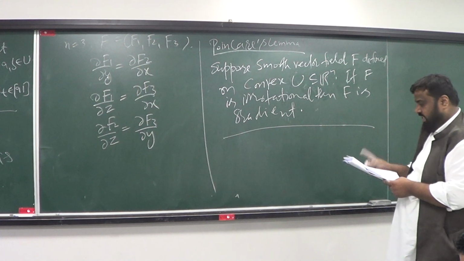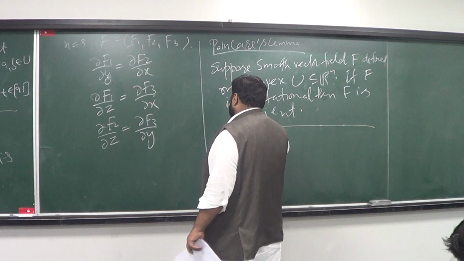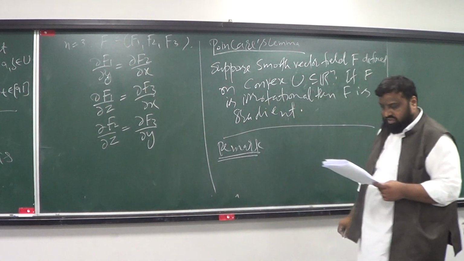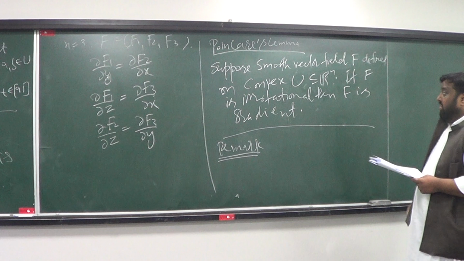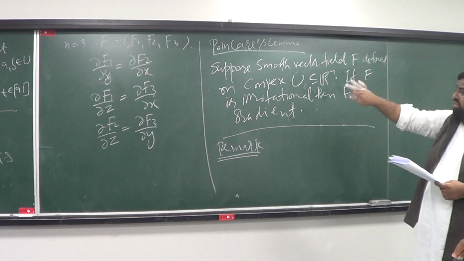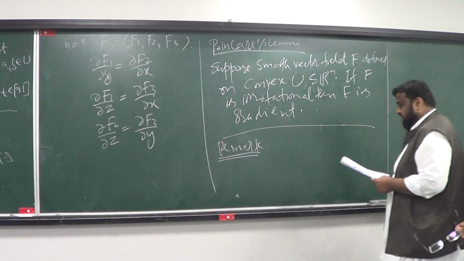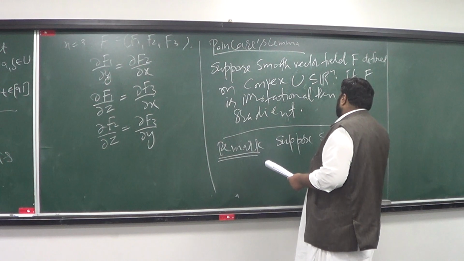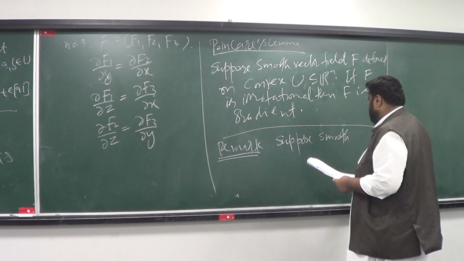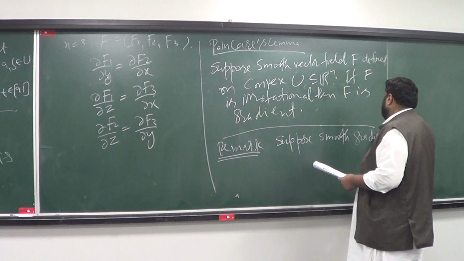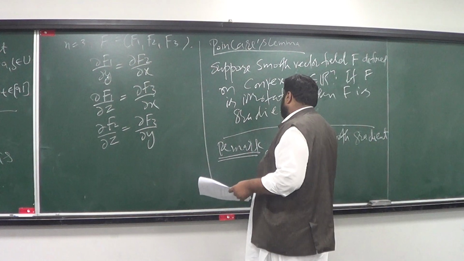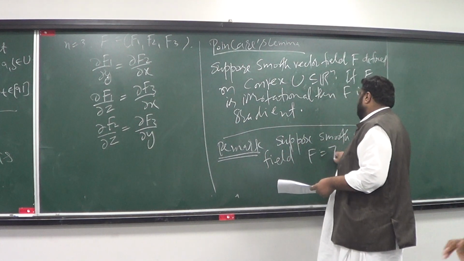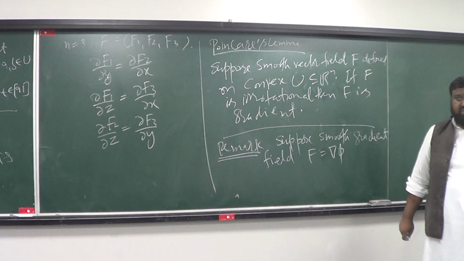Alright, so here's a remark. Before getting into the example, I would like to give a remark. That's an important remark, which actually talks about the converse of it. Okay? Converse of it. So imagine you have, suppose you have a smooth gradient field. So you have a field that looks like this actually. F is gradient of phi.